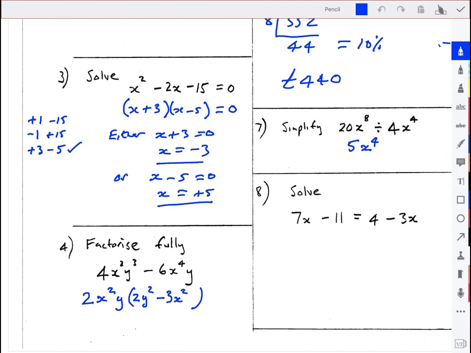And finally, solve 7x minus 11 equals 4 minus 3x. We bring the x's to the left. We've got 7x already there. When the minus 3x comes across, it becomes plus 3x. Equals 4 is already on the right hand side. When I take the minus 11 across, it becomes plus 11. 7x plus 3x is 10x, equals 4 plus 11 is 15. So x is 15 divided by 10. So x is 1 5/10 or 1.5.